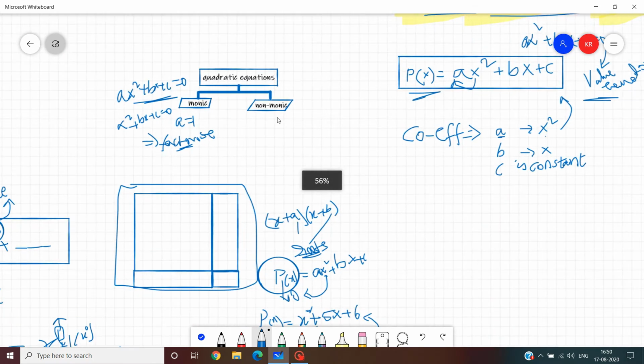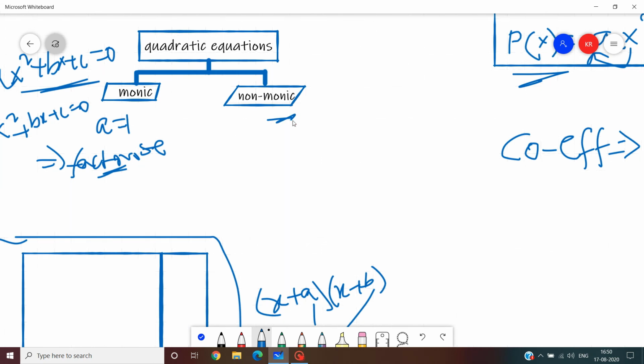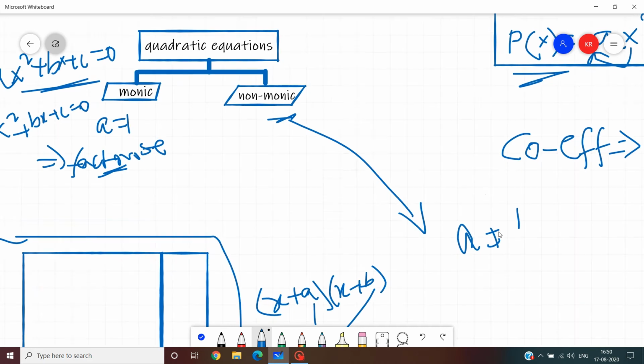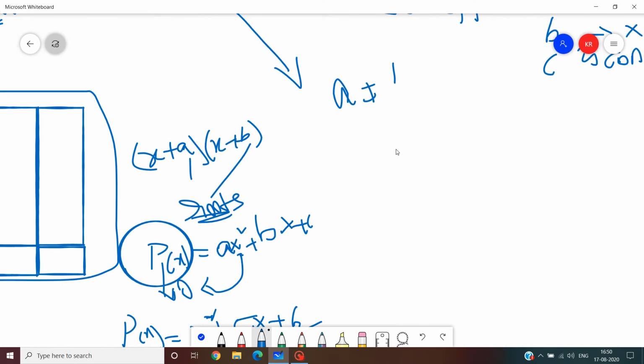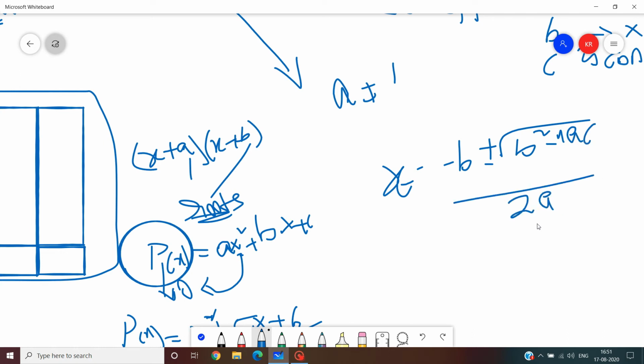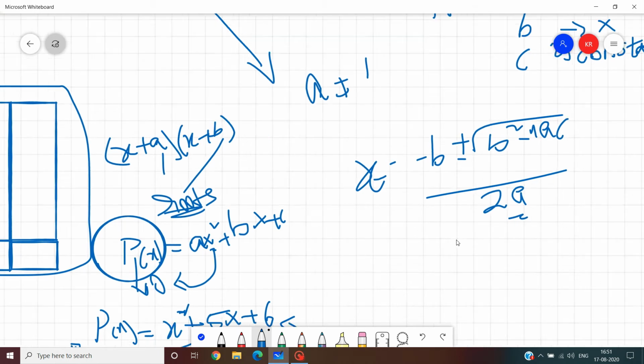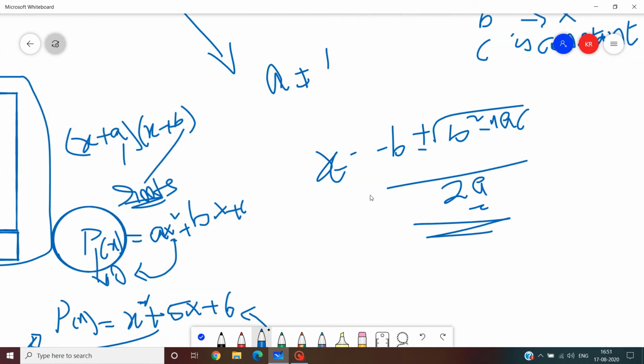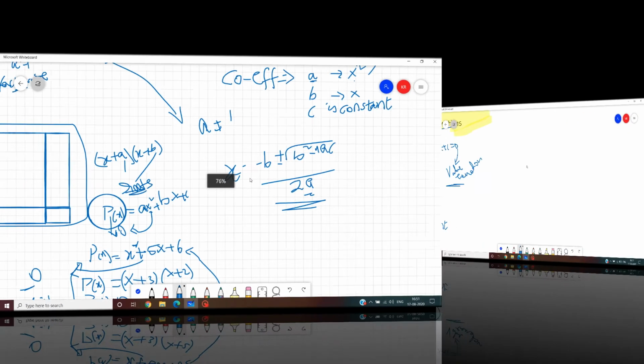Another method is for non-monic equations, that is, when a is not equal to 1. When a is not equal to 1, it may be difficult to factorize, but we can find the roots as x equals minus b plus or minus root over b square minus 4ac, divided by 2a. We did this derivation in our last class. So this is how we can find the roots for non-monic equations.